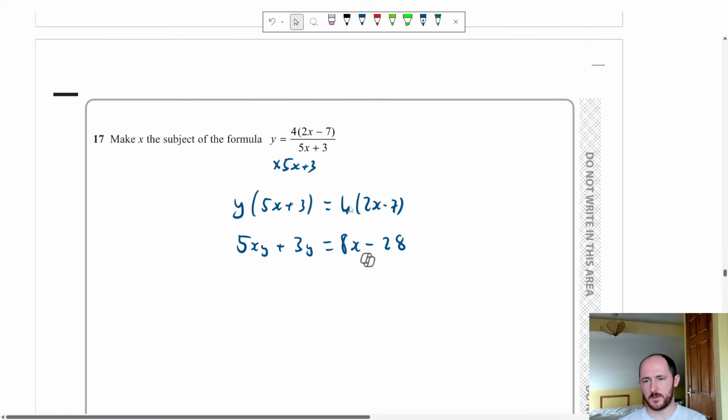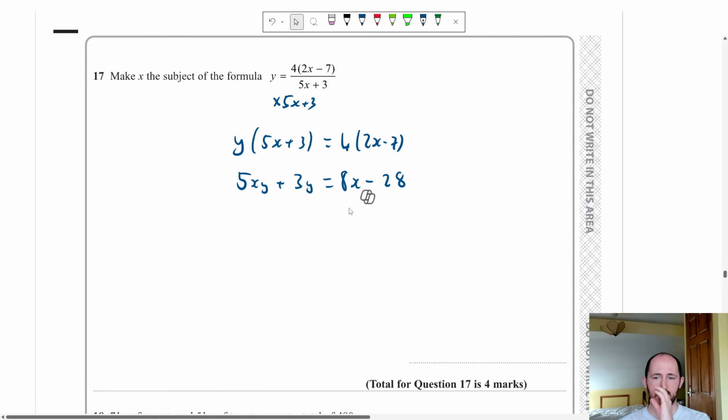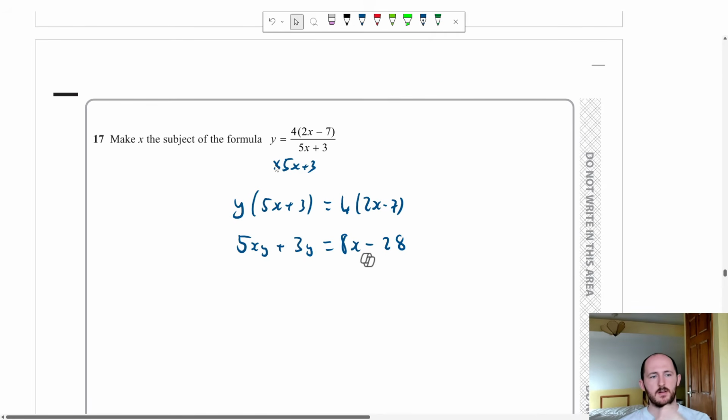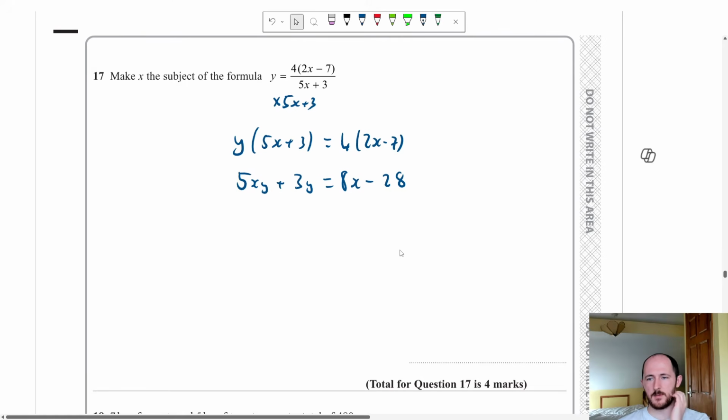Now, which side do I want to put the x on? This is something quite important. With this question, there are going to be 2 right answers, because I can either move the x to the left side or the x to the right side. Both answers are different, but they are actually the same if you simplify them. So you get marks for both of them. I'm going to move the x's to the right hand side.